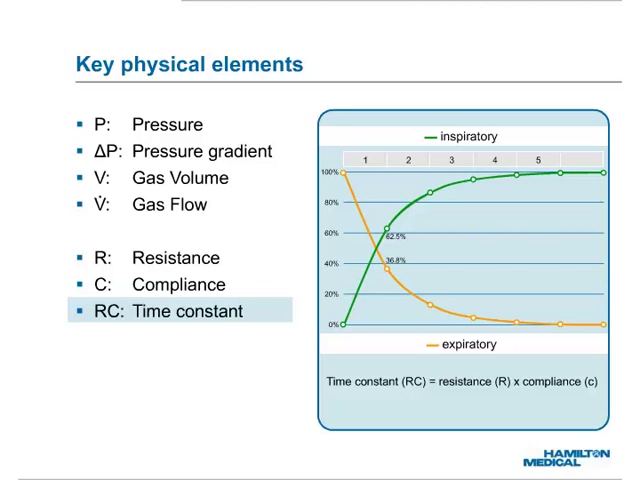In theory, after one time constant, 1 times RC, 63% of the volume change is complete. After 2 time constants, 2 times RC, 86.5% is complete. After 3 time constants, 3 times RC, 95% is complete. After 4 time constants, 4 times RC, 98% is complete. And after 5 time constants, 5 times RC, 99% is complete.